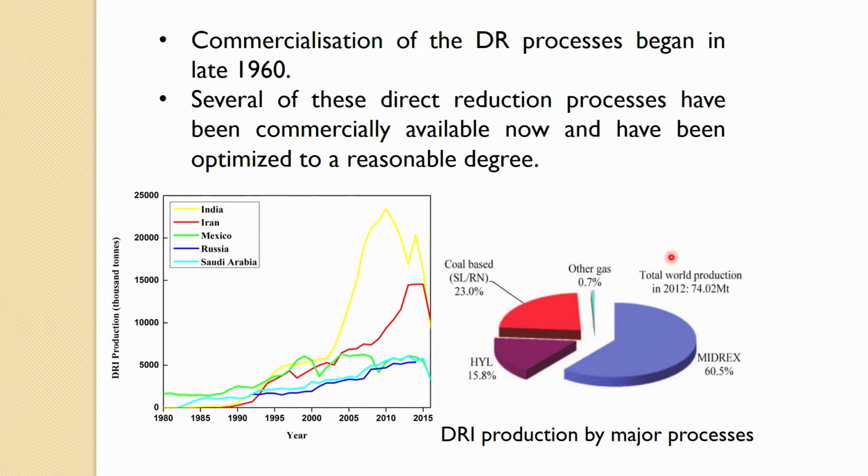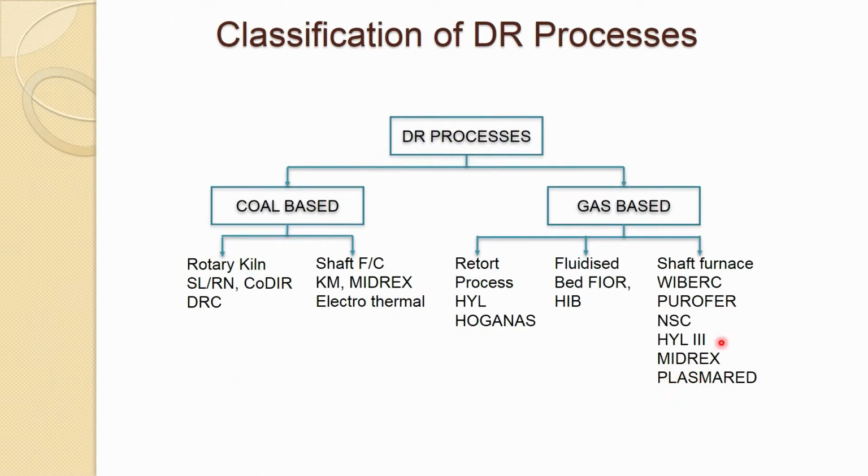So, total production of DRI is 74 million tons in 2012. This really constitutes about 4 to 5% of iron production. So, it is not very high due to those limitations. Now, we will come to the actual processes after you understood about the kinetics, how it works and what the uses of it are.